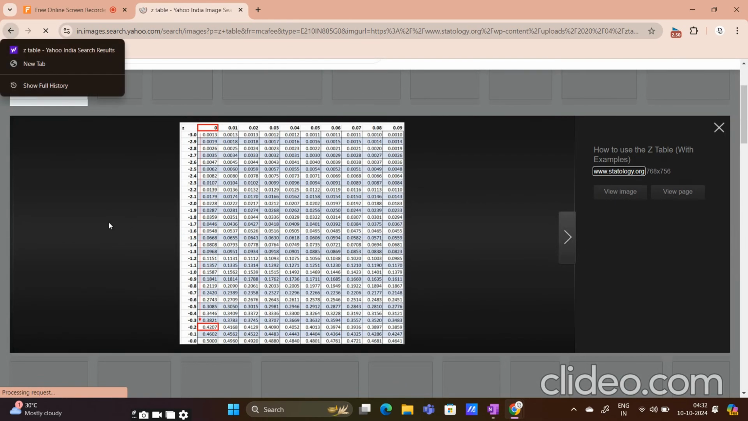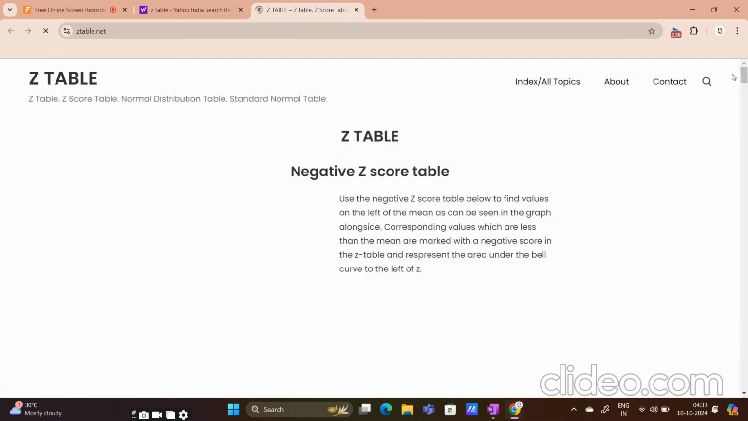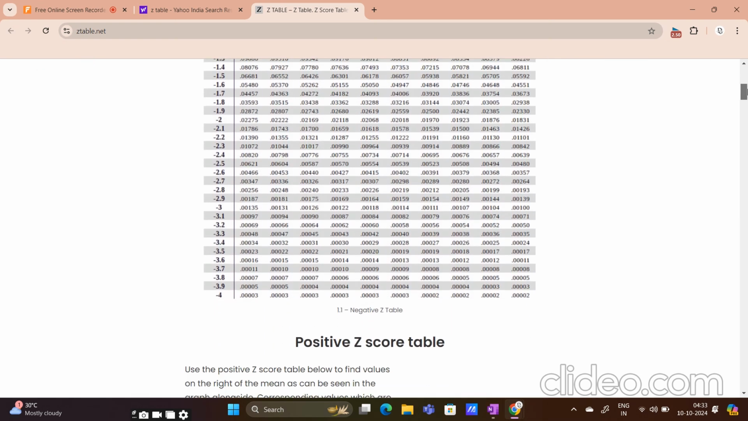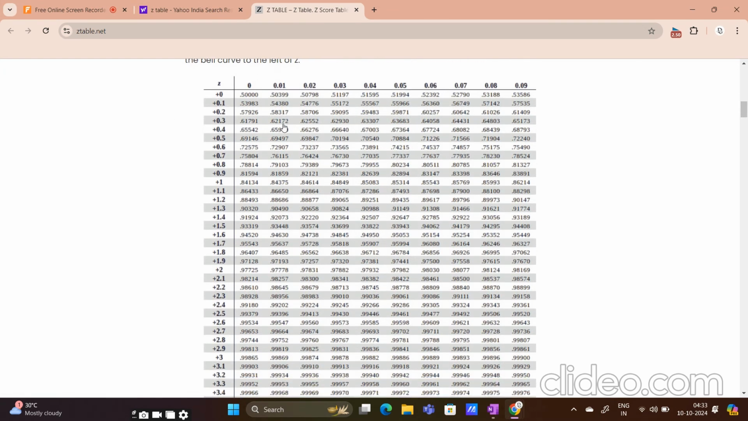Probably this is not the one. Yes, this is the Z table that I was talking about. I require the positive Z score table, so this is our Z score table. What is the point that we have? We have the point 1.33.